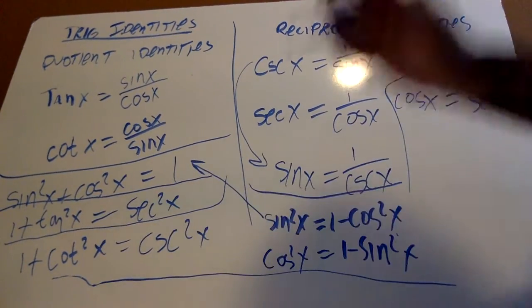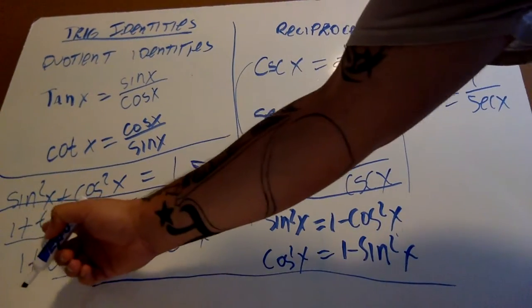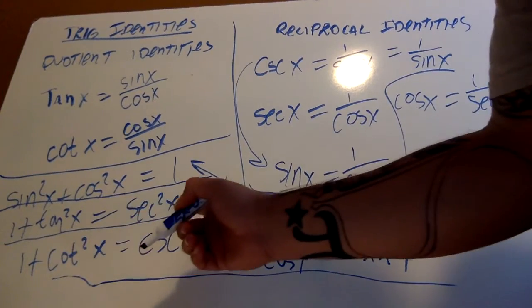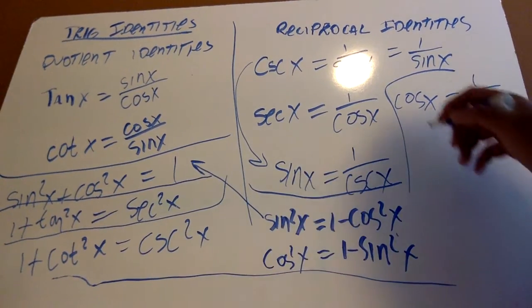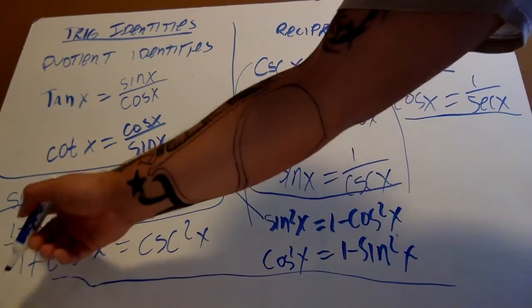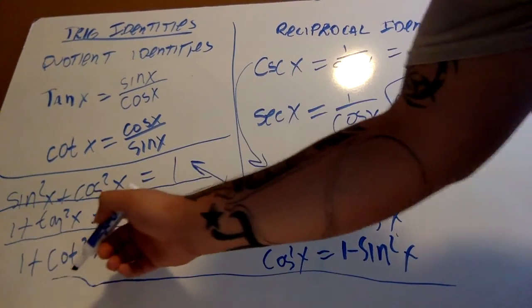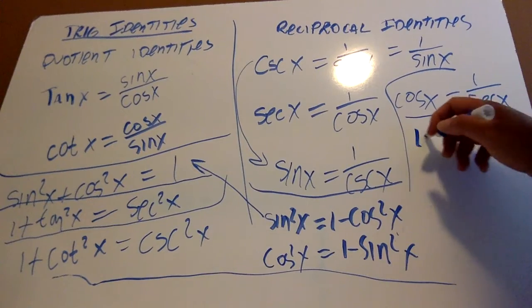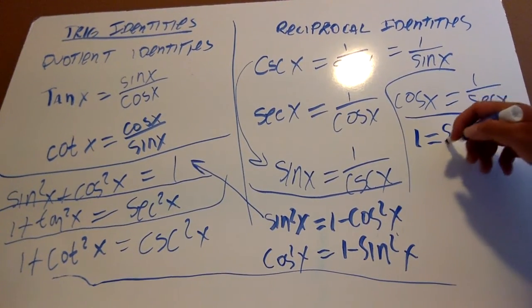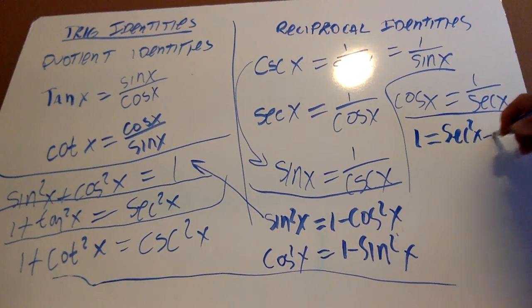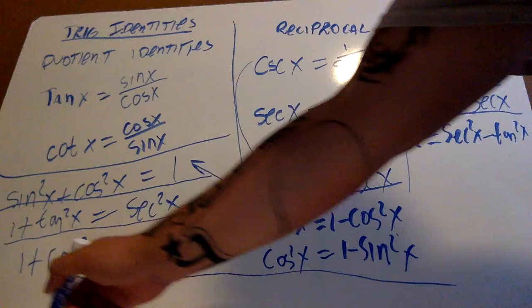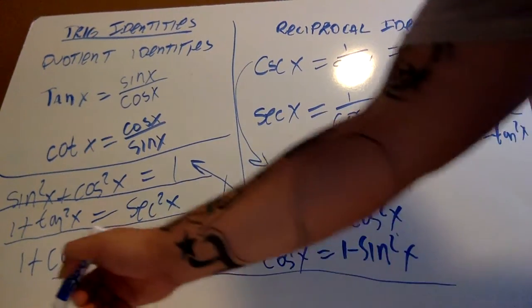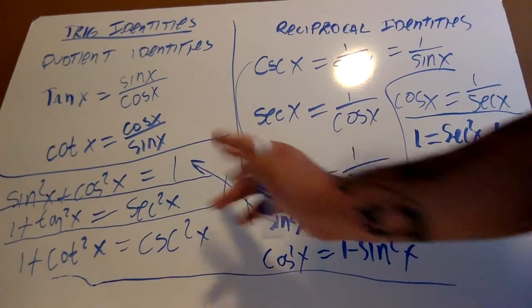And the same goes with this. For example, on this one, 1 plus tangent squared x equals secant squared x. So this could be the same thing as, let's work with this one, 1 plus tangent squared x equals secant squared. I can say 1 equals secant squared x minus tangent squared x. And then this one, I can say 1 equals cosecant squared minus cotangent squared. So it's just a matter of flipping them.